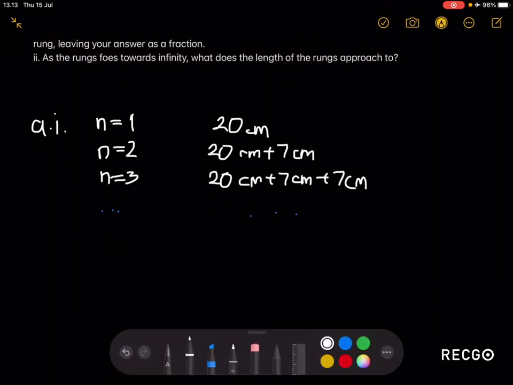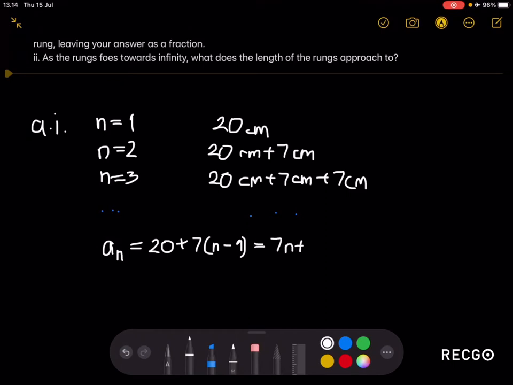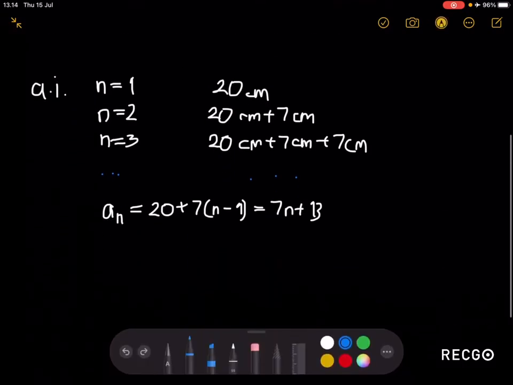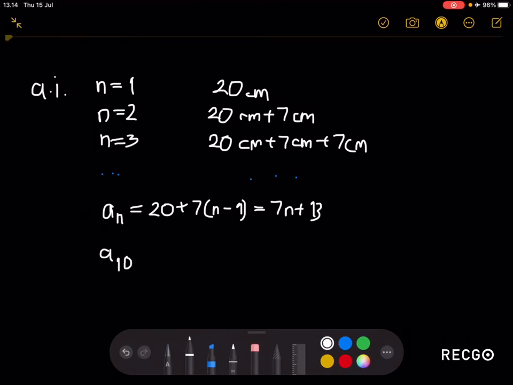So we can conclude that, let's say a_n is the length of the nth rung. This is equal to 20 plus 7 times (n minus 1), or if we expand it, 7n plus 13. For those who don't know what arithmetic sequences are, n minus 1 is the number of times we're adding 7 into our expression. So that's how we get this number. For the length of the 100th rung, we can just substitute n equals 100, which leaves us with 700 plus 13, or 713 centimeters.